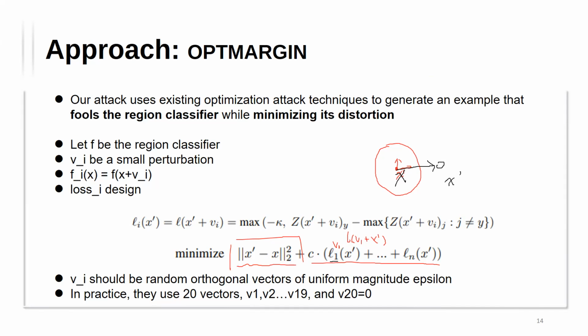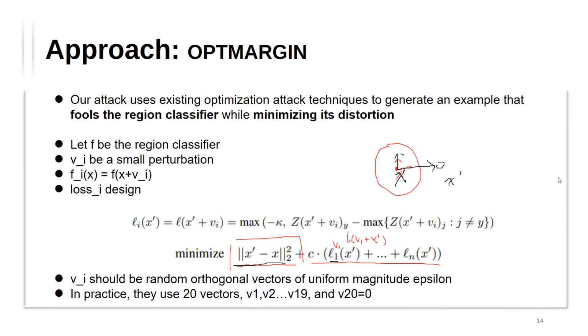I think it doesn't matter where it goes. It goes in different directions, but we always make sure the x prime has a limited distance to x. So what's the goal of these 20 vectors? In the region classifier, it finds the neighborhood of input x and votes for the majority prediction, and they try to make sure the neighbors around x prime also have the wrong label.